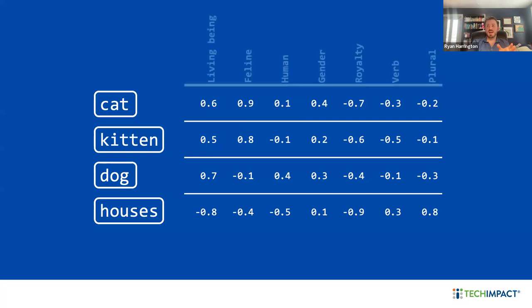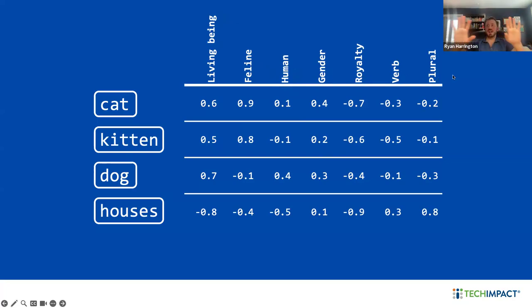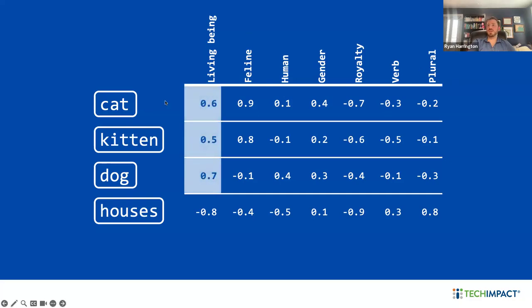So these are all made up, but each of those numbers you might think of representing like a living being or a feline. Like how feline is this word? How human is this word? How gendered is it? Royalty, verb, plural, all these different things, on and on and on, tens of thousands of these. And at first, you might not notice any patterns there, but there actually are. So, for example, cat, kitten, and dog, you might notice have high numbers for living being, but houses has a negative number.